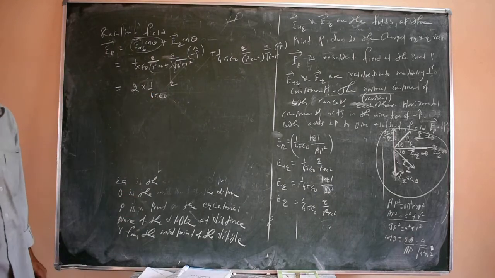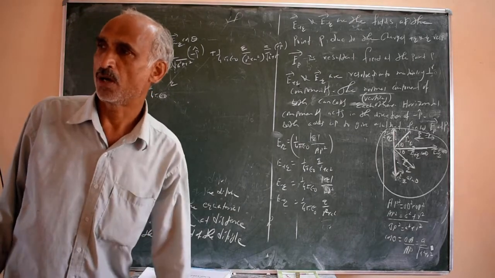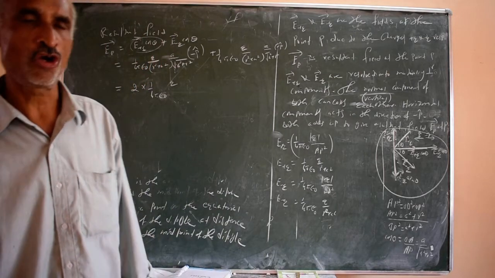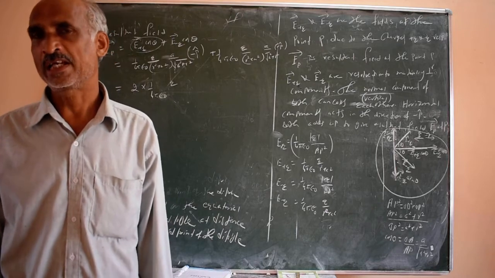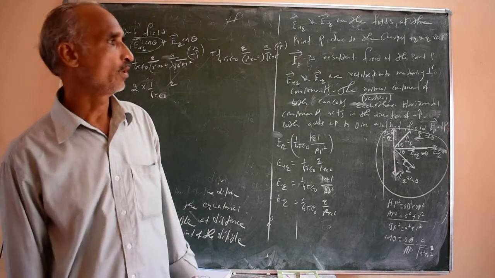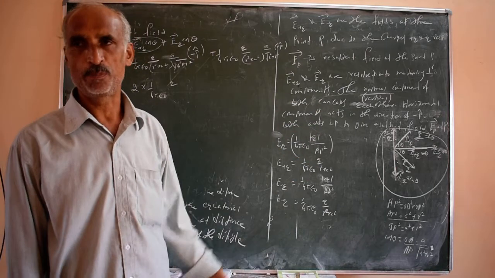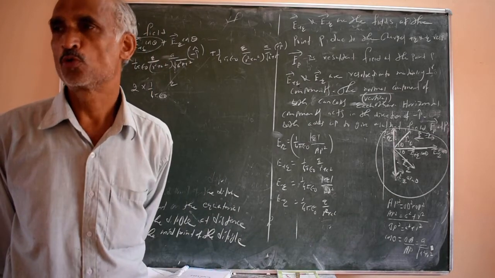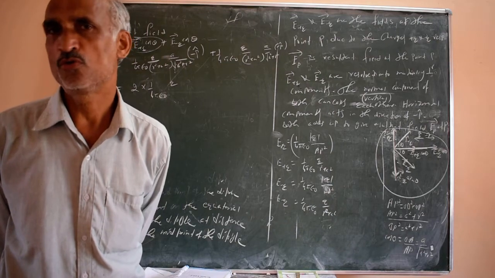Here the E plus Q bar and E minus Q bar are not acting either in the same direction or in the opposite direction. They act at an angle of 2 theta. Therefore, a different technique is adopted here. The formula R equals root of P square plus Q square plus 2PQ cos theta is also not used here.